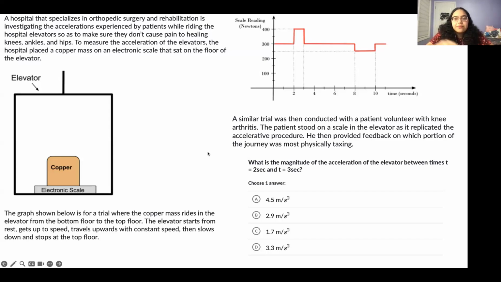So between 2 and 3 seconds, you have 400 newtons. You subtract the 300 newtons from the mg, so it's that 100, and then you divide that by the 30 kilograms that we know. And so 100 divided by 30 is 3.3 meters per second squared.